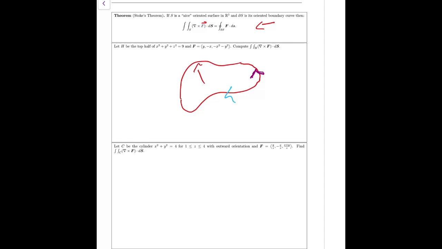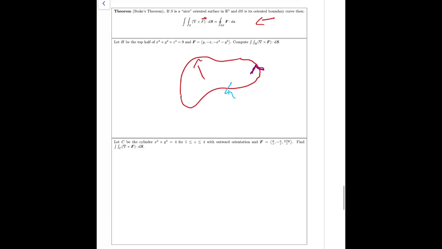If you stick out your left arm and it's not pointing over the surface, then you are walking in the opposite direction. So if you walk along the blue line with your head going in the direction of the normal vector and your left arm sticking out, then your arm is going to be pointing that way, which is not over the surface. But if you walk along this direction, counterclockwise, with your left arm pointing out, then your left arm is going to be pointing over the surface. So if this is the surface and it has this upward orientation, then the oriented boundary curve has counterclockwise orientation.